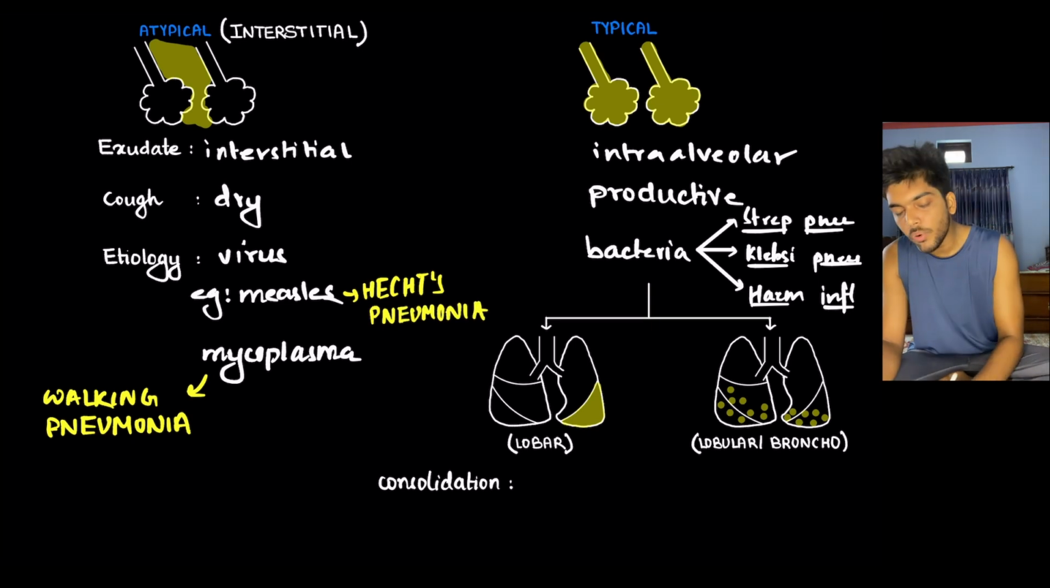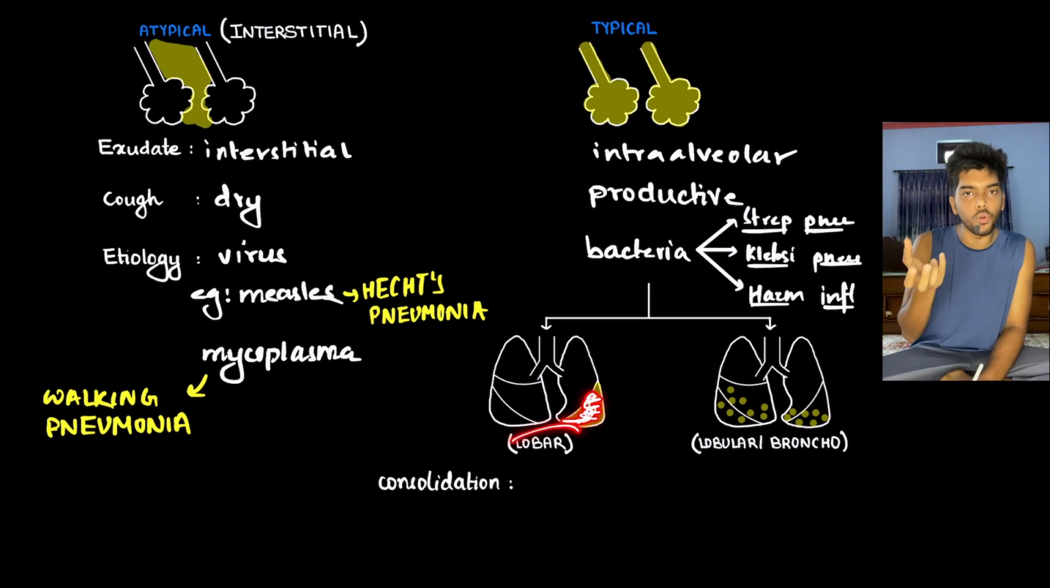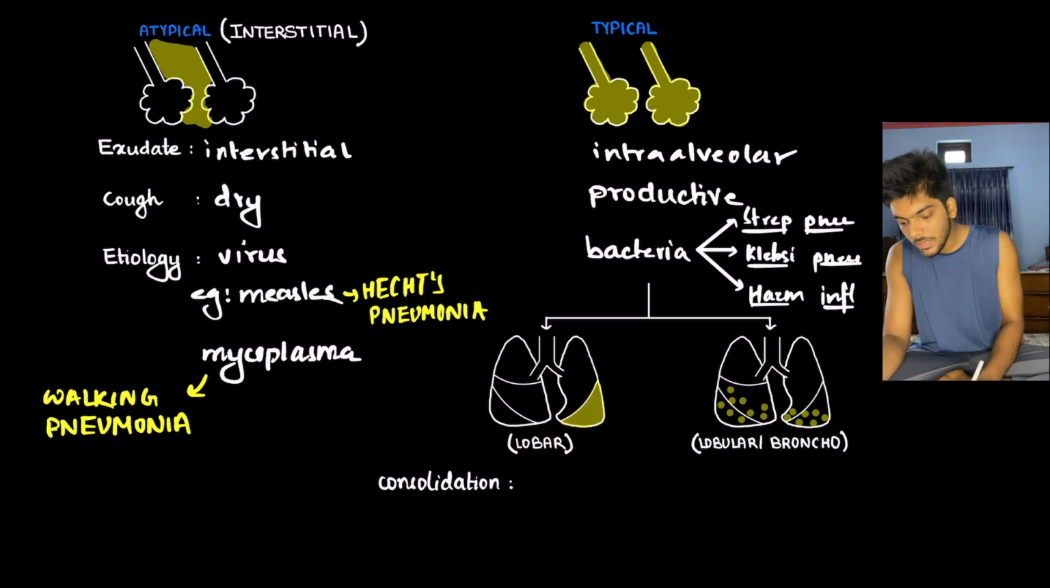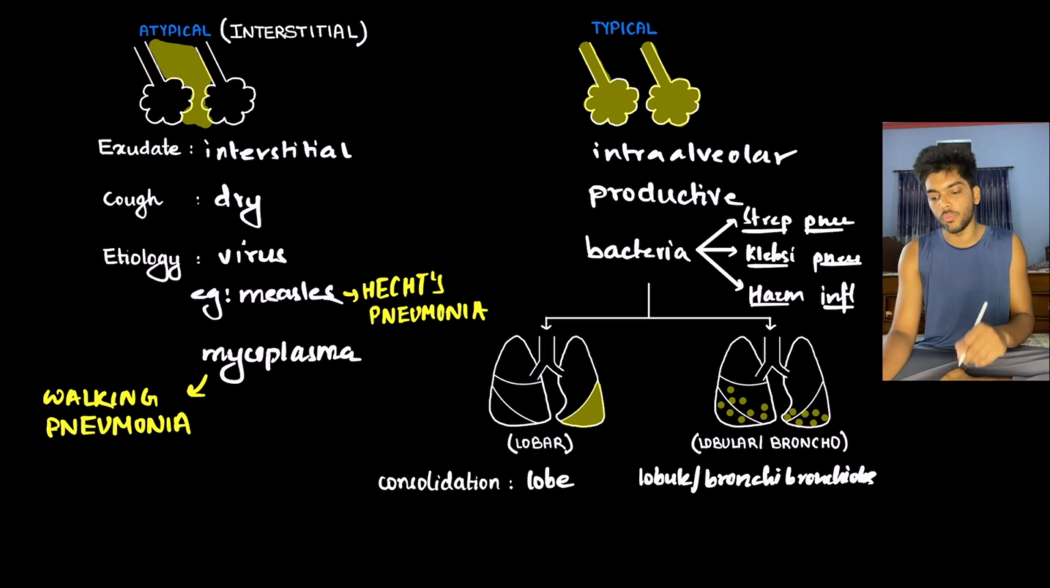Under typical pneumonia, again you have two types. If the consolidation of the complete lobe or a large part of the lobe of the lung takes place, that's lobar pneumonia. So if it's the lobe that gets consolidated, it's lobar pneumonia. If it's the lobule that gets consolidated, or the bronchi and bronchioles, it's bronchopneumonia or lobular pneumonia.